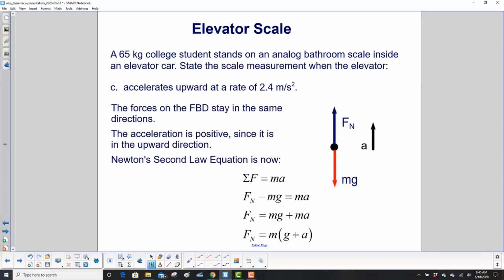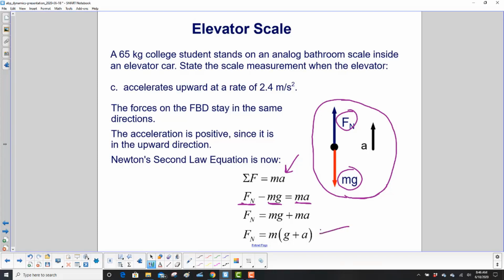Now the elevator accelerates upward, changing its speed at the rate of 2.4 meters per second per second. The forces still stay the same. But maybe you'll remember from the previous problem that the magnitudes of normal and mg will be different, but we don't care for setting the problem up. So the sum of the forces is ma, normal is in the upward direction, positive, mg down, acceleration is up, that's positive. We put mg on the right side by adding mg to both sides, and then we factor out the m, so we only have to multiply by m once to get the answer.